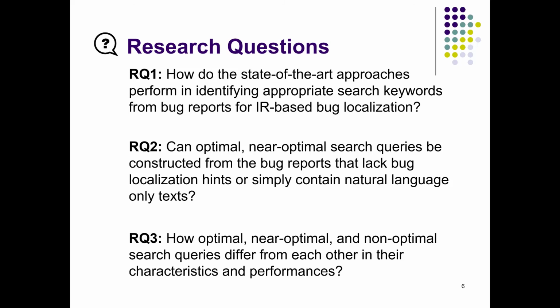Then in the third research question, we try to differentiate between optimal and near-optimal search queries. So from the first two research questions, we found that there could be some optimal and there could be some non-optimal keywords and queries. So in the third research question, we try to differentiate between these optimal and non-optimal search queries using different kinds of characteristics.